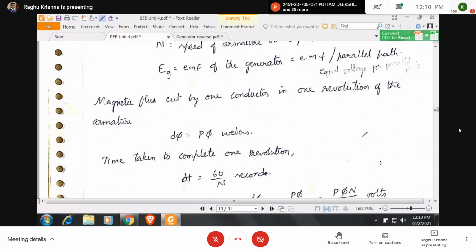Next, the first step is to find the magnetic flux cut by one conductor in one revolution of the armature.